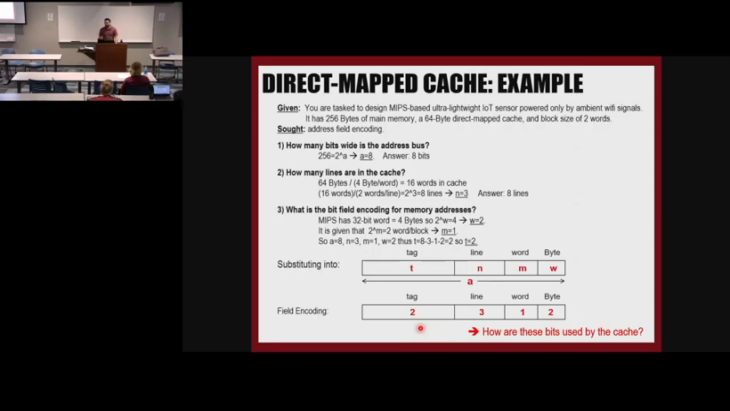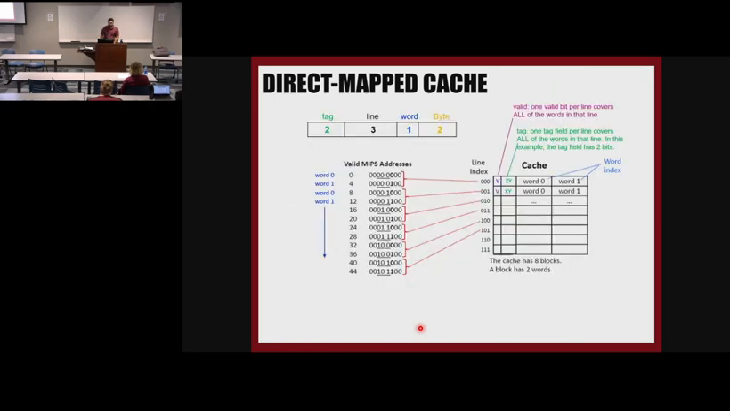So let's see how the bits in this example that we just explained are actually used in the cache. With that example in mind, let's say we have these different memory addresses here. The first 2 bits would be used for the tag. Then we have the next 3 bits for the line, the next bit for word, and then the next 2 bits for bytes, right?